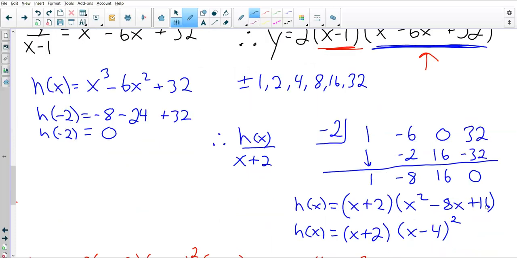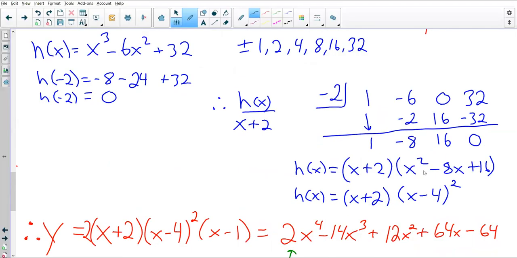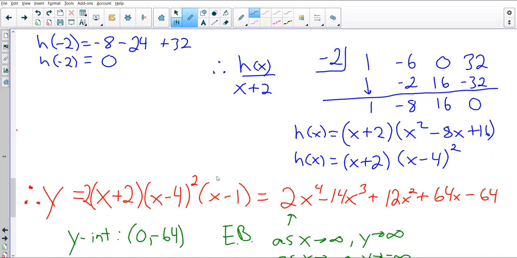Then I have a quadratic. I can factor that quadratic by hand very quickly. It's just some perfect squares. I pull the whole thing back together as the factored form. The factored form gives me the roots. The expanded form gives me my y-intercept.